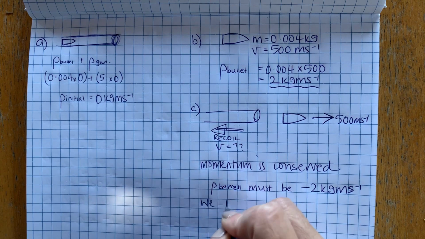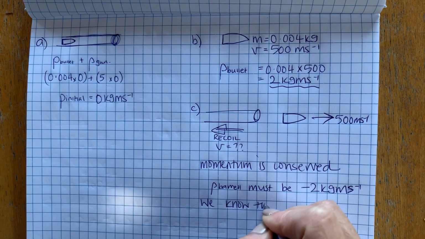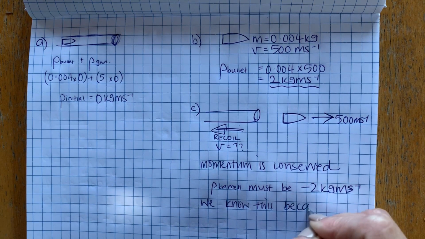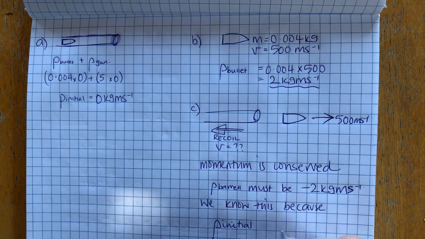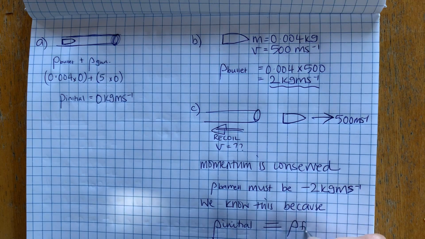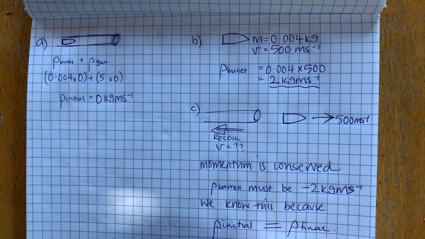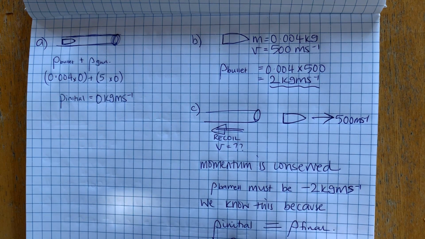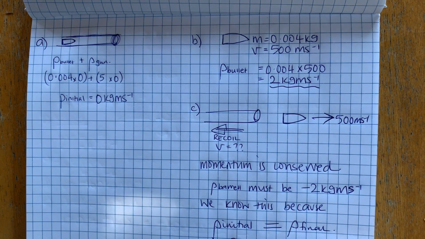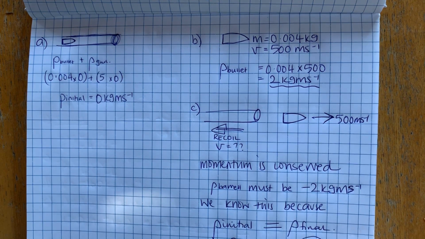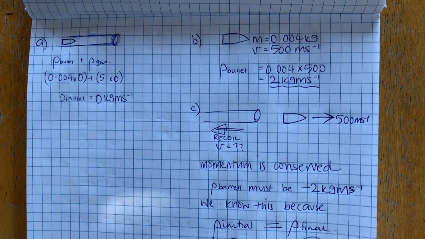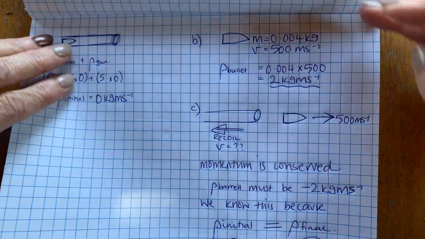So we know this because the initial momentum must equal the final momentum. So 0 must equal 2 minus 2. That's how you get to 0. So that must be the momentum of the barrel of the gun. Okay, so I'll carry on the next page with that.